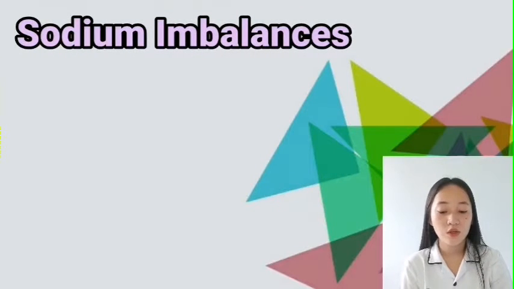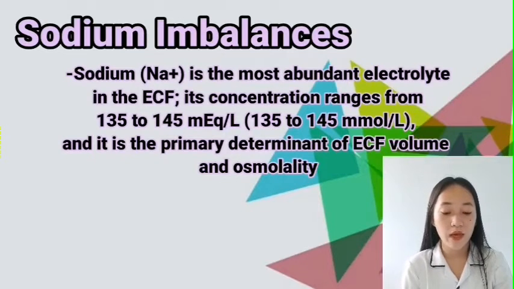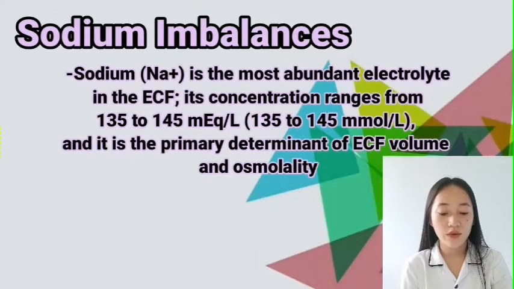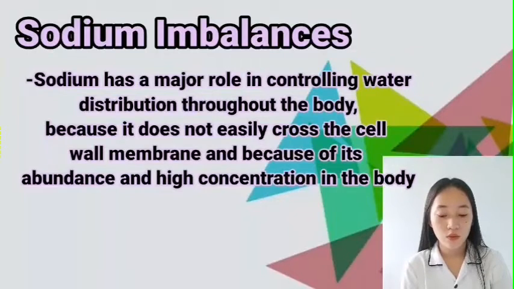So, the sodium imbalances. Sodium is the most abundant electrolyte in the ECF. Its concentration ranges from 135 to 145 mEq/L, and it is the primary determinant of ECF volume and osmolality. Sodium has a major role in controlling water distribution through the body, because it does not easily cross the cell membrane and because of its abundance and high concentration in the body.